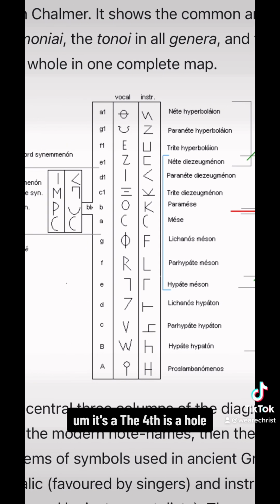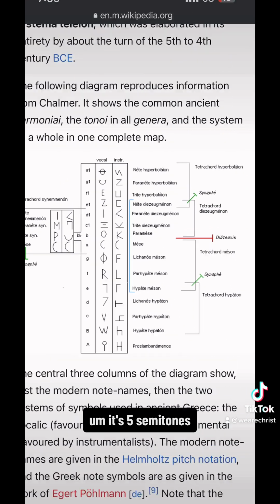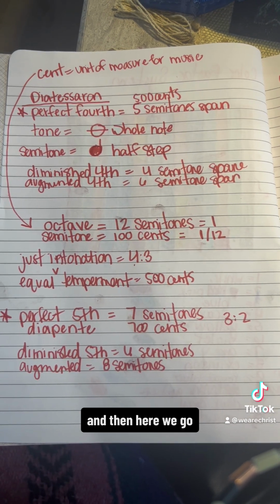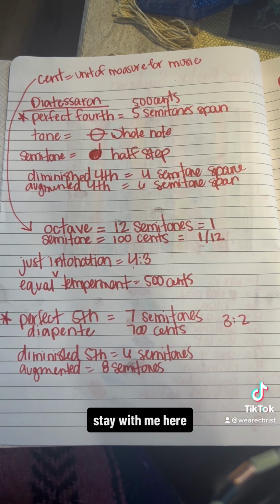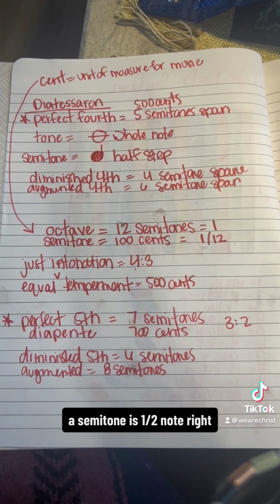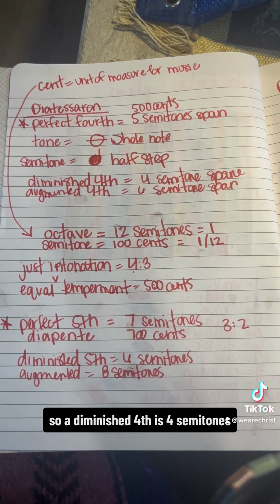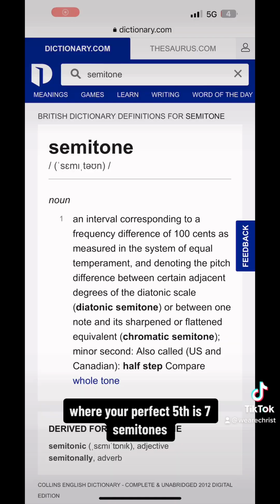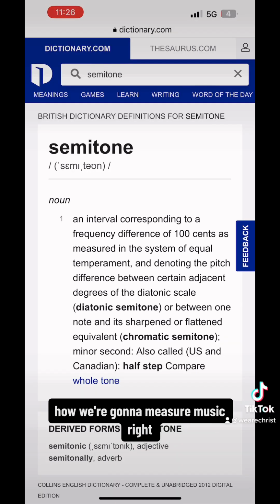The fourth is a whole, and then a half. It's 5 semitones, and then here we go. So the perfect fourth, again, 5 semitones. Stay with me here. A tone is a whole note. A semitone is a half note, right? So a diminished fourth is 4 semitones, where your perfect fifth is 7 semitones. Okay, it's just basically how we're going to measure music, right?